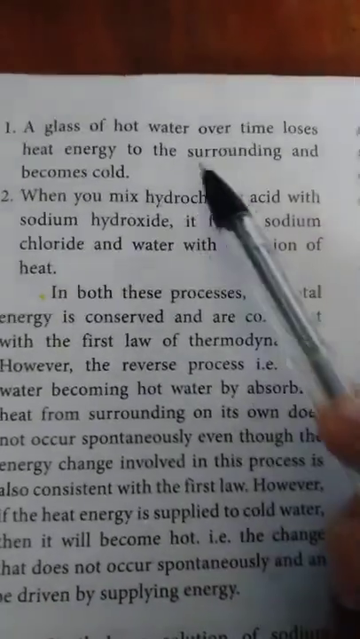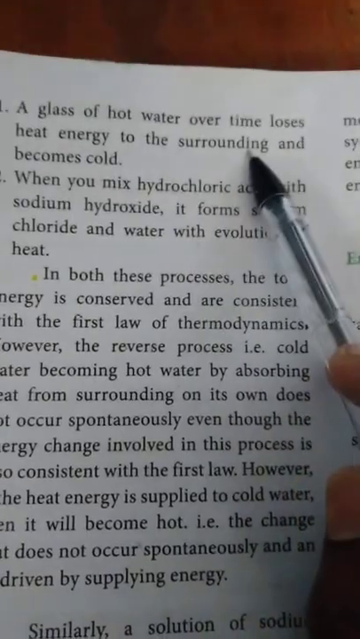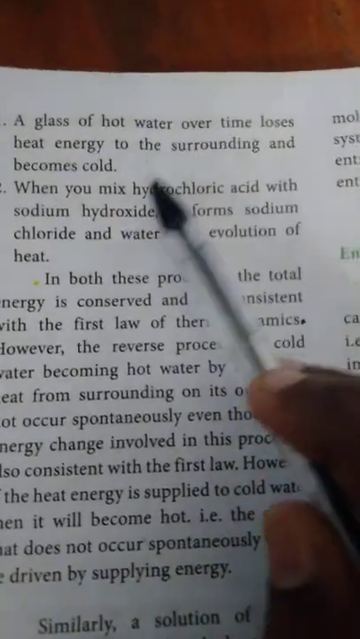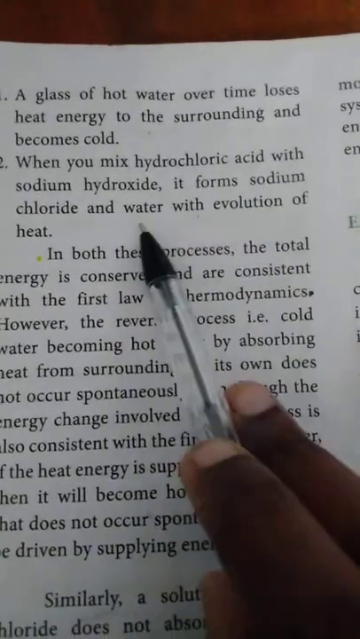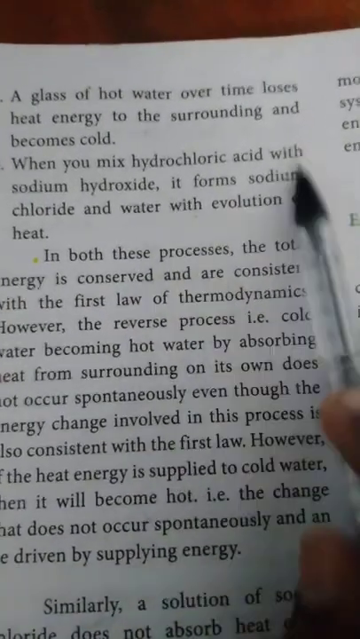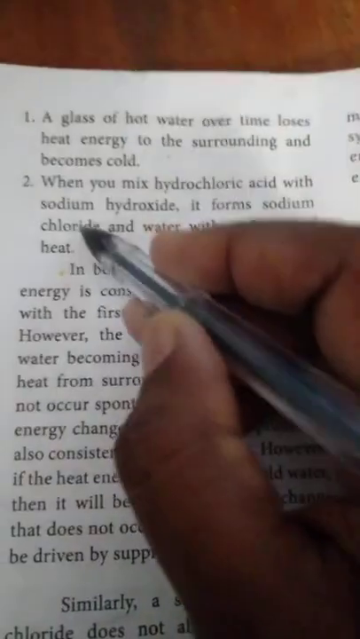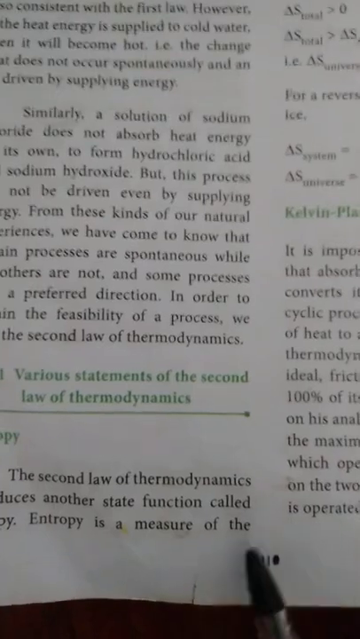A glass of hot water over time loses heat energy to the surroundings and becomes cold. That is the first example. Then second example, when you mix hydrochloric acid with sodium hydroxide, it forms sodium chloride and water with the evolution of heat. Just note these two points for the need for the second law of thermodynamics. Understand?